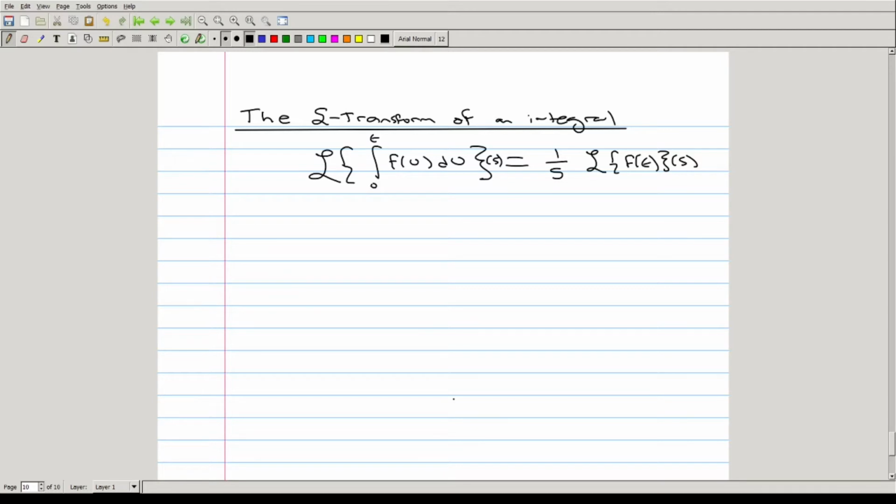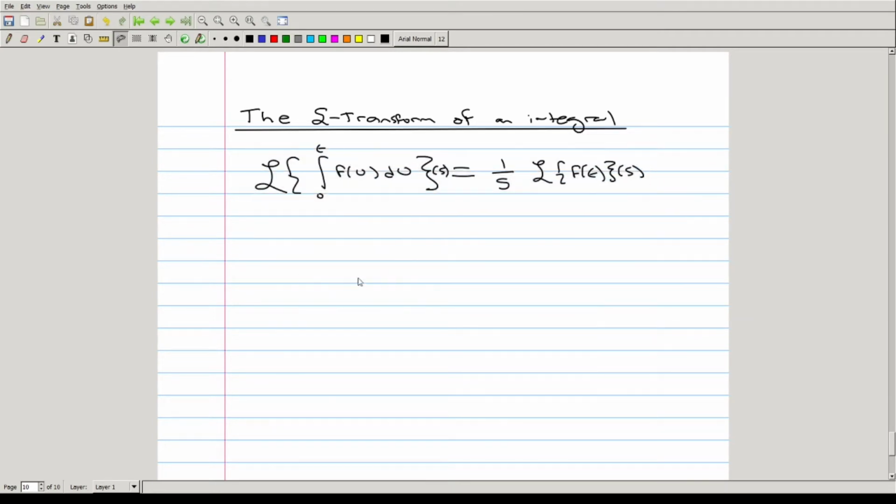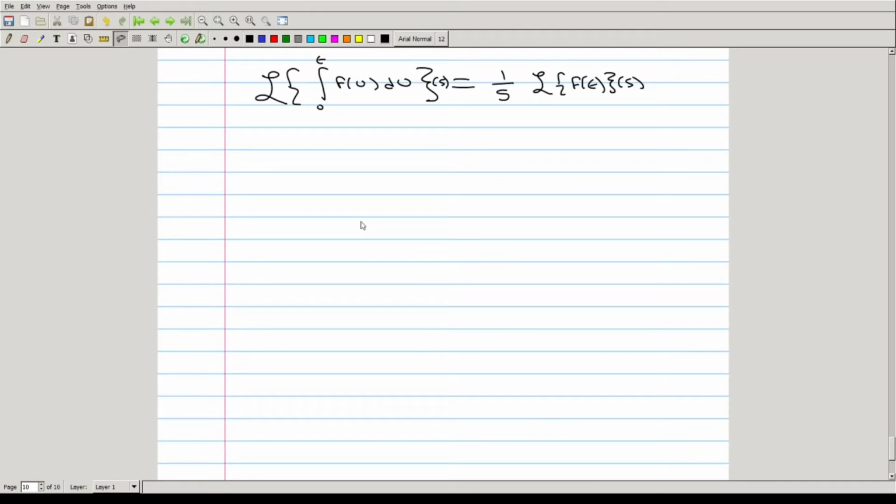And I want to point out here that the lower bound of integration in this definite integral is 0. This is going to be important to us when we go through and prove the formula. If you change the lower bound, the formula is going to be a little bit more complicated. Let's go through and prove this.